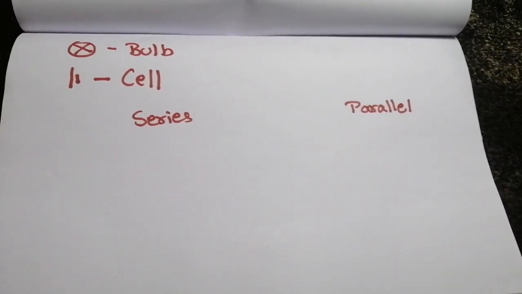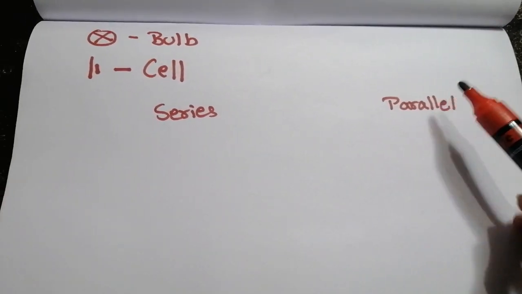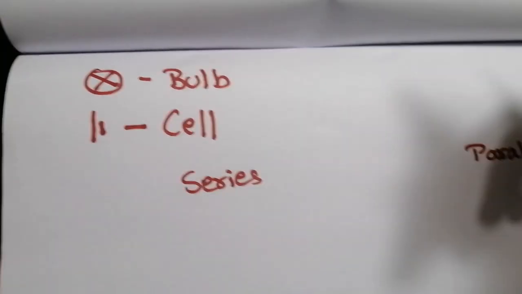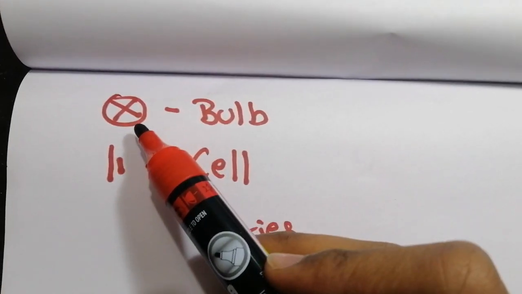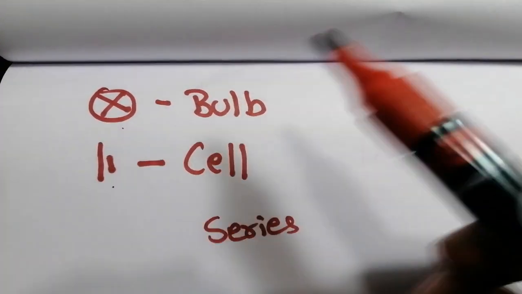Hello everyone, today I'm going to give you a brief explanation on series circuits and parallel circuits. So the electric representation of a bulb looks like this, and a battery or cell looks like this.